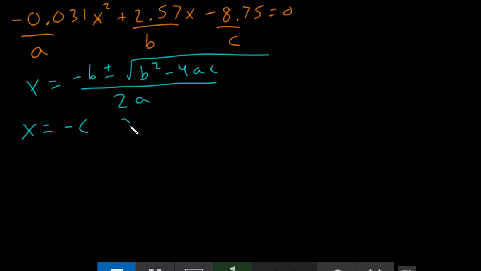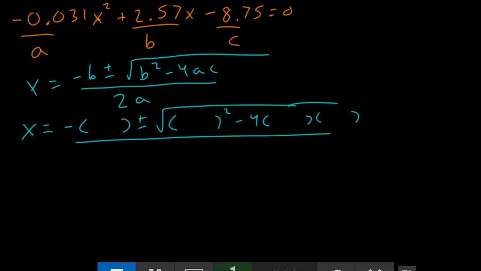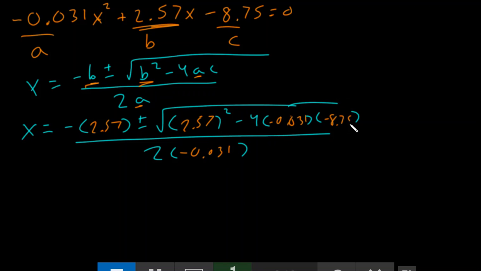So we can write this as negative b plus or minus the square root of b squared minus 4ac all over 2a. And the only thing that'll be tedious about these is that these decimals are a little bit difficult. Okay, so let's see. Here we see b and b, so let's plug in our b, 2.57, 2.57, 2.57. Okay, here we see the letter A, and here we see the letter A, so we can plug in that negative 0.031. And lastly, we can plug in our C term, this negative 8.75.